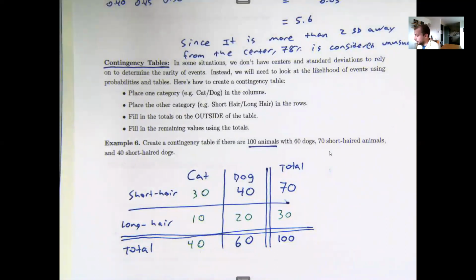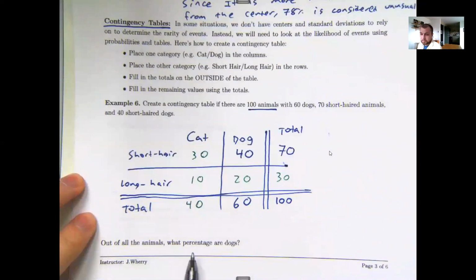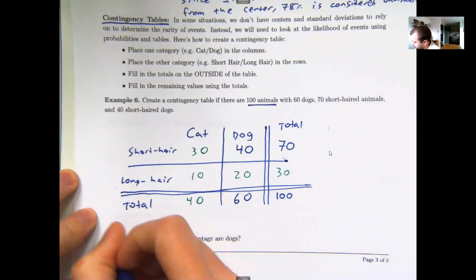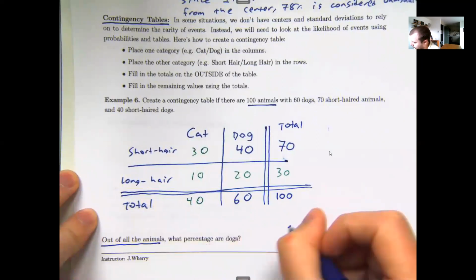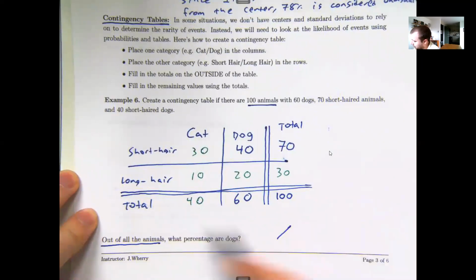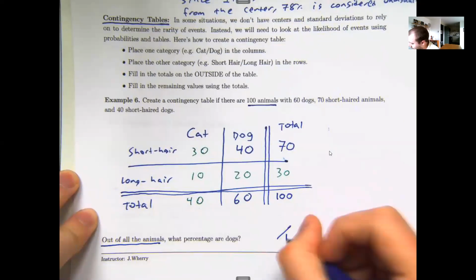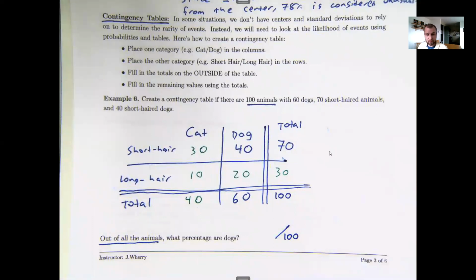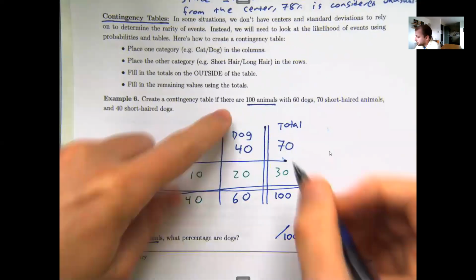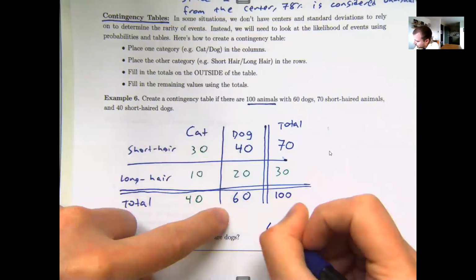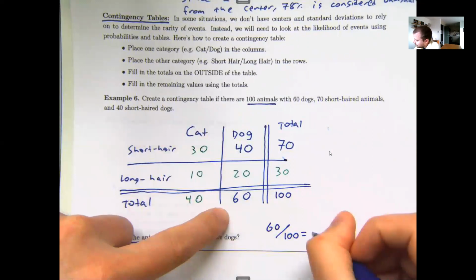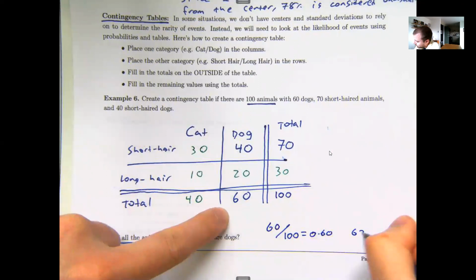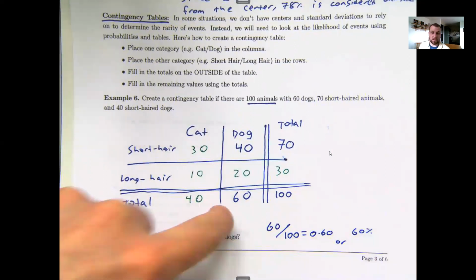So out of all the animals, what percent are dog? So out of all animals, looking at my table, the total number of all the animals is 100. How many of those are dogs? Well, the total for dogs is 60. So I can see that 60% of those animals are dogs.